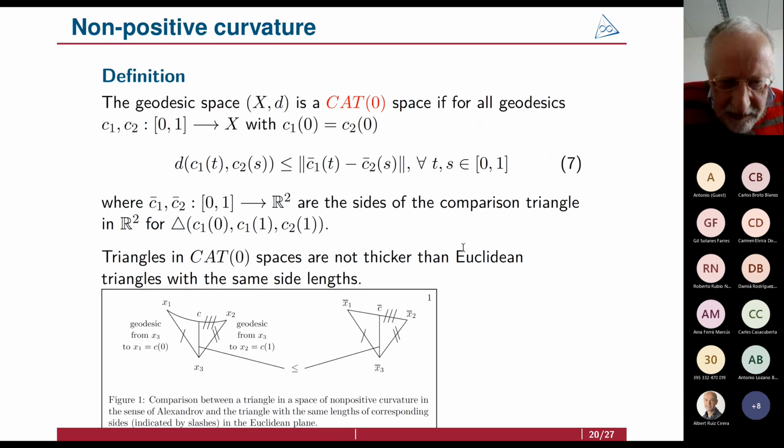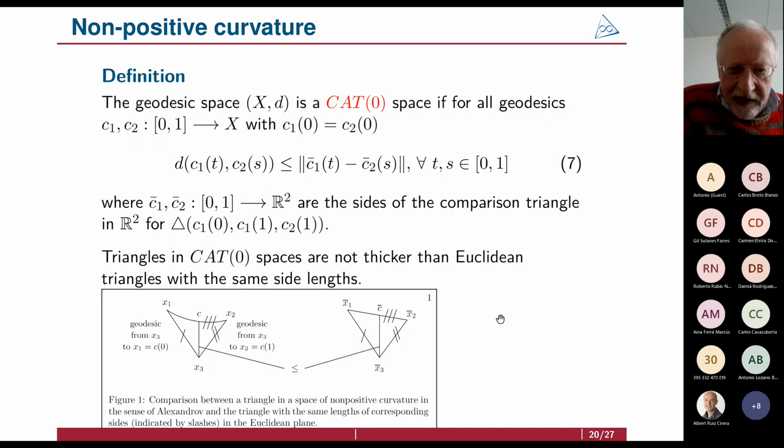And in the picture on the left-hand side, you see 3 geodesics in such a space. And then you look at a Euclidean comparison triangle. That is, you look at three points in the Euclidean plane such that the pairwise distance between any two of them is equal to the distance in your original space, and that is, the length of the corresponding geodesic in the space X is equal to the length of the straight line connecting these 2 points in the Euclidean plane.